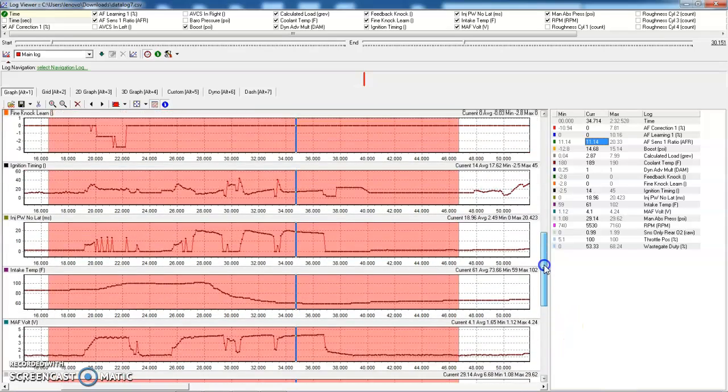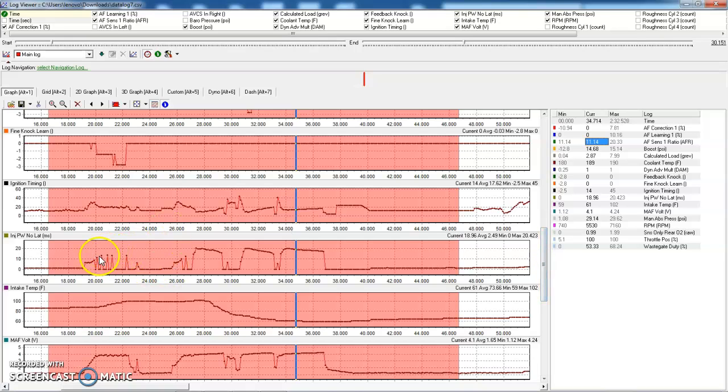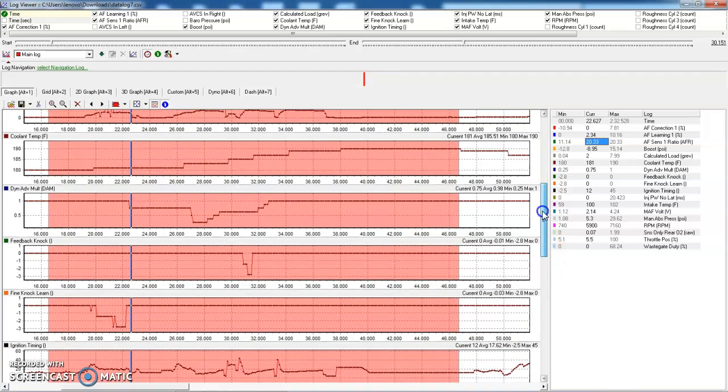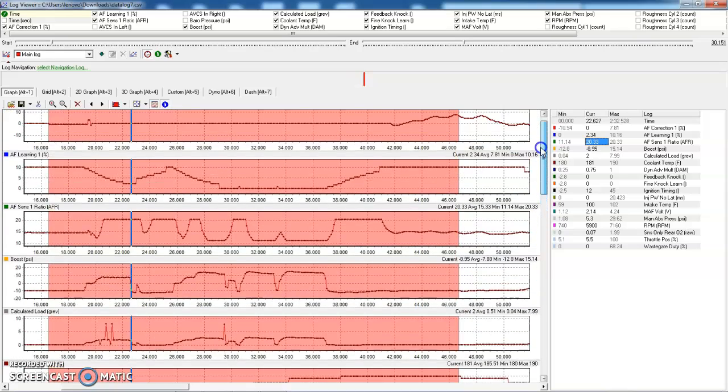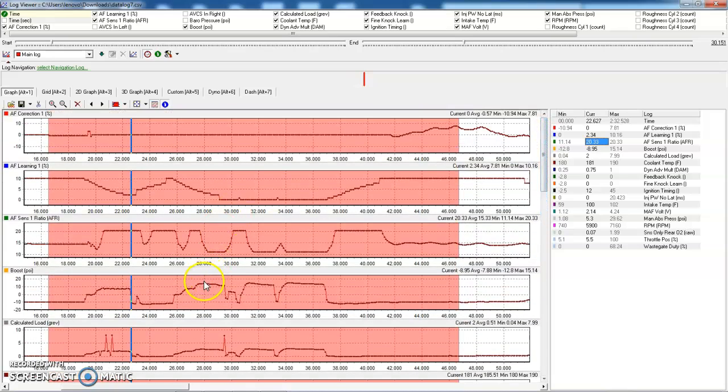So if we go back up, also it shows that the injector pulse width is cutting off during the time they're at that RPM, which means that the ECU is trying to cut the injector for the rev limit. So that makes sense. So we'll just look over the boost.